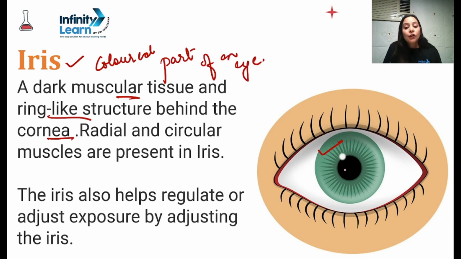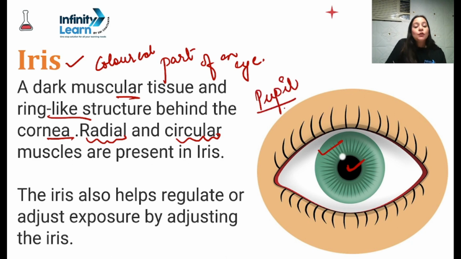The iris has a special kind of muscles in it. Radial and circular muscles are present in the iris. Inner to the iris you can see this black, small round body. It is called the pupil. The iris performs a very important function because it regulates, or you can say adjusts, the size of the pupil, and the size of the pupil is adjusted according to the light intensity, right?